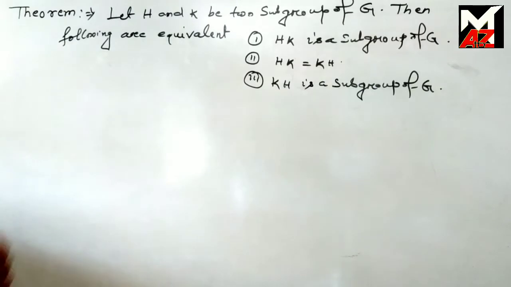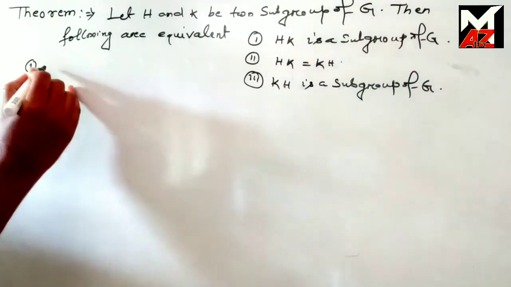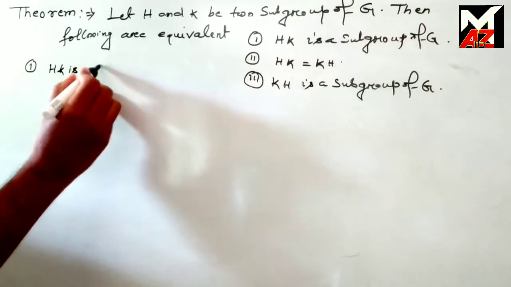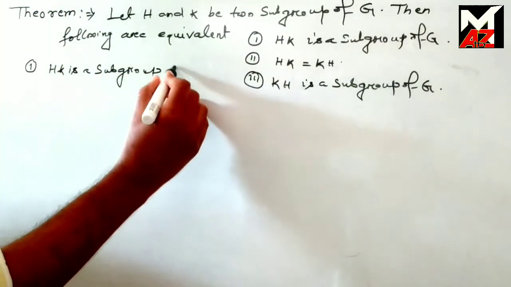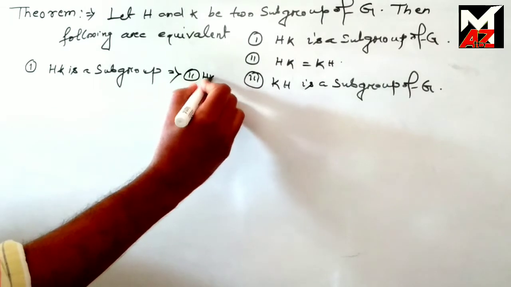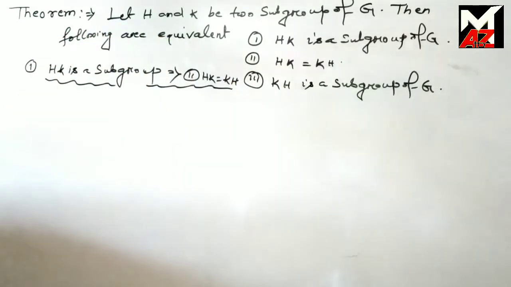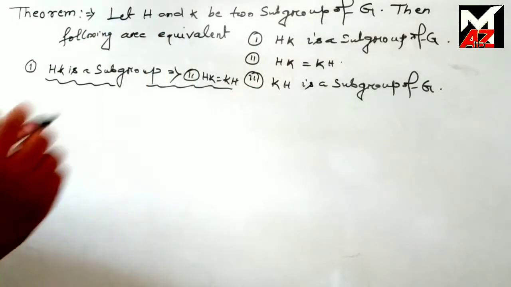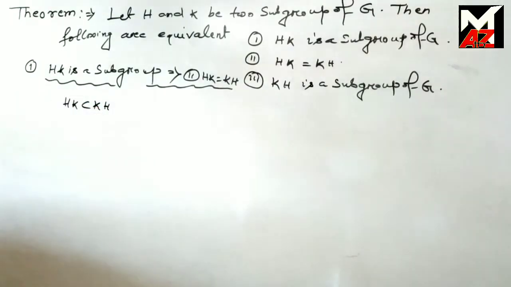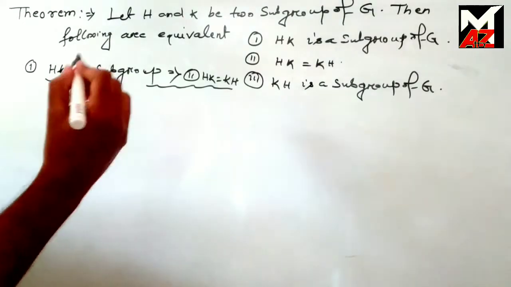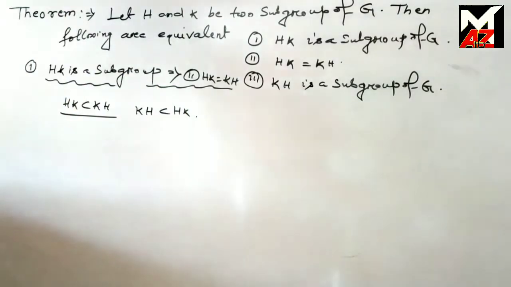Okay, now we first let the first condition hold. That is, we let HK be a subgroup, and from this we try to prove 2. That is, HK is equal to KH. To prove this, we have to show HK is a subset of KH, and also we have to prove KH is a subset of HK.